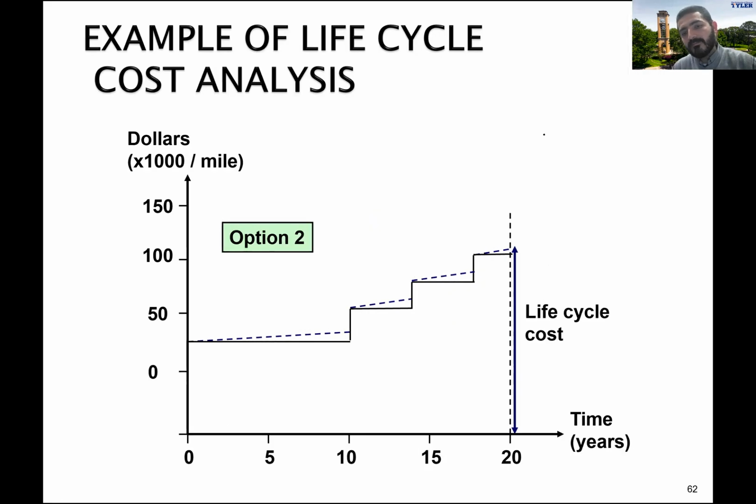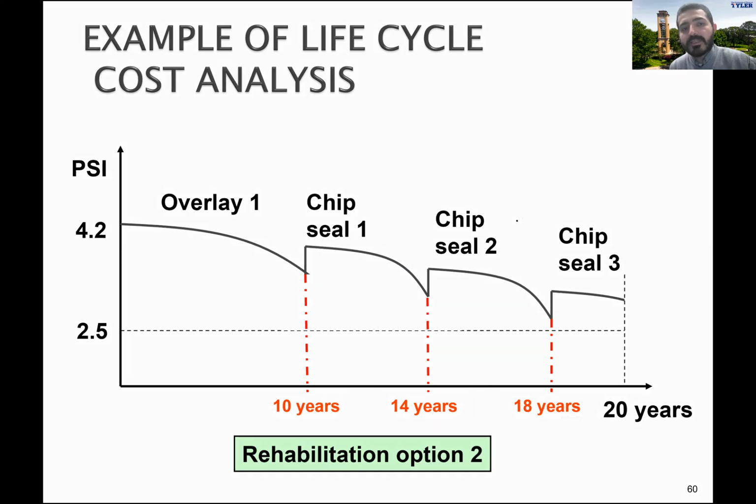The second option is again the cost of the first overlay, and then the cost of the first chip seal, the second chip seal, and the third chip seal. But here we include a salvage value. This is just a schematic. I'm not discussing real numbers here, but you can do it. How can we do it using real numbers?